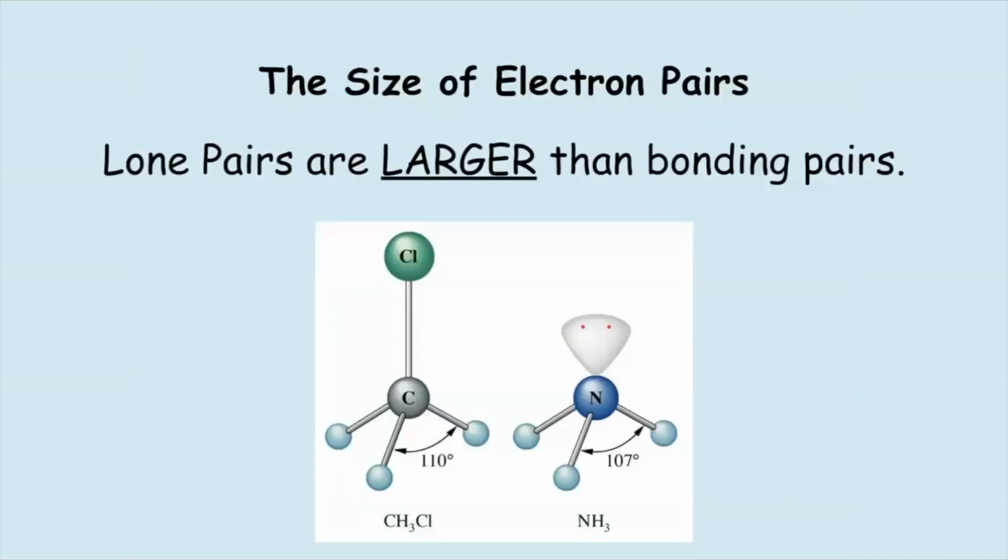Next, we'll talk about the size of electron pairs. So it's important to know that lone pairs are actually larger than bonding pairs. For example, even though these two are tetrahedral, the molecule on the right has a slightly smaller angle because the lone pair makes them bend down more.